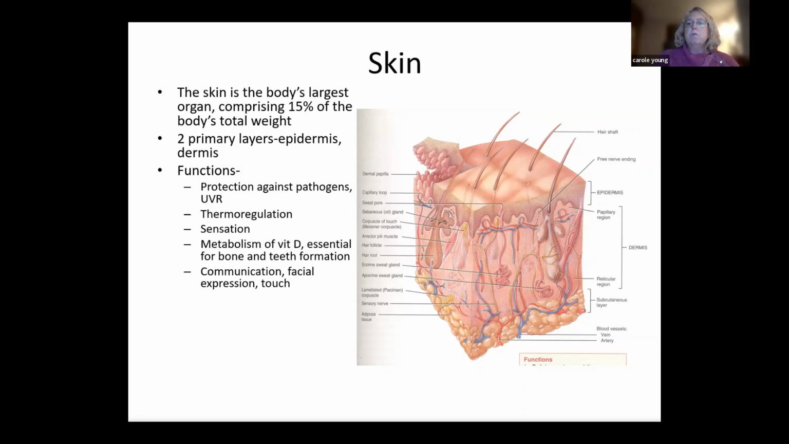It also is really important for sensation. Our nerve endings in our skin allow us to sense if we're touching something hot or cold, or if we're potentially harming ourselves by touching something sharp. Skin is also the enabler for metabolism of vitamin D, which is absolutely essential for our bone and teeth formation.